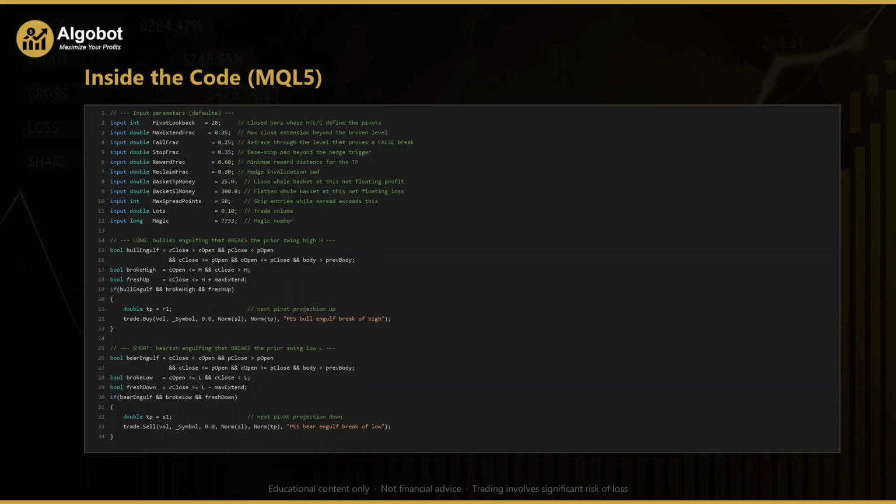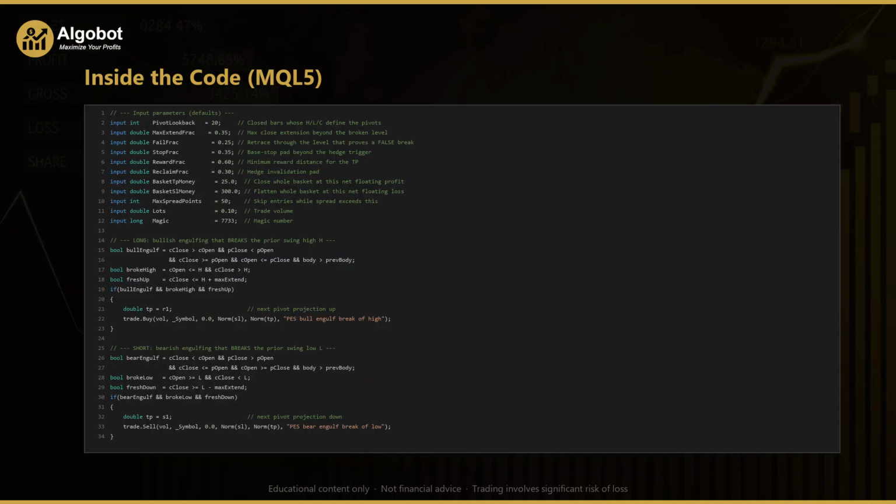The broke high check confirms the candle opened at or below the swing high and closed above it, and fresh up confirms the close isn't overextended. When all of those are true, the strategy calls trade.buy, with the take profit set to R1, the upper pivot projection. The short block is the precise mirror.